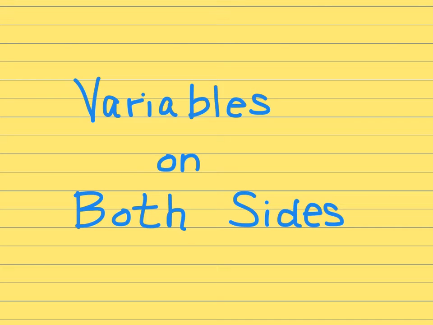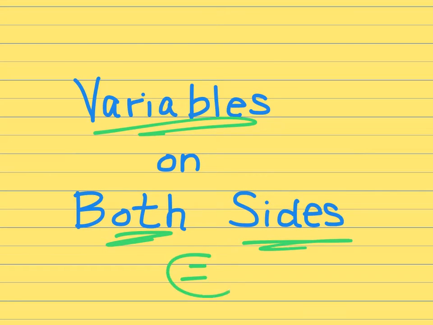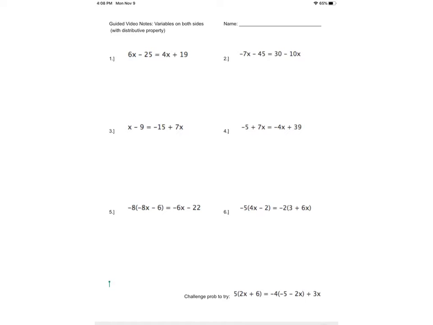We're going to take a look at equations now that have variables on both sides of the equal sign. So find this page in your notes packet that we've given to you. It says guided video notes, variables on both sides with the distributive property. There are 6 problems on it, and we're going to work through them and see how it goes.